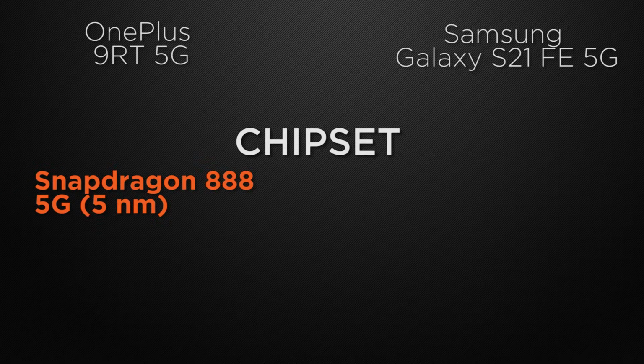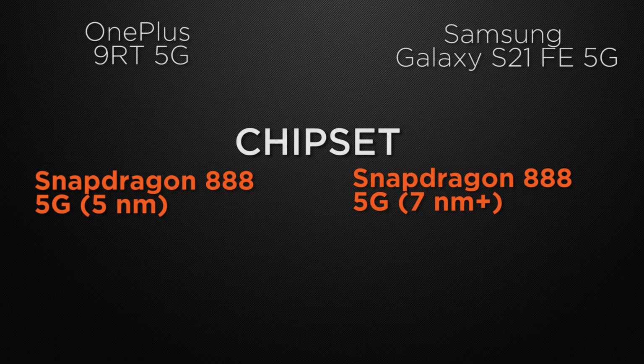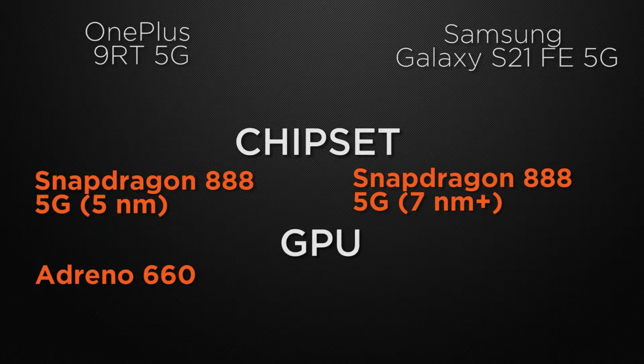Let's talk about the processor of the devices. The 9RT is powered by Snapdragon 888 5G based on a 6nm process, whereas the S21 is powered by Snapdragon 888 5G based on a 6nm process. So it's a tie because both devices have a flagship grade processor which can give you better performance. And about the GPU, the 9RT is packed with Adreno 660, whereas the S21 is also packed with Adreno 660. So it's a tie here because both devices have a flagship grade GPU which can give you more FPS in games.